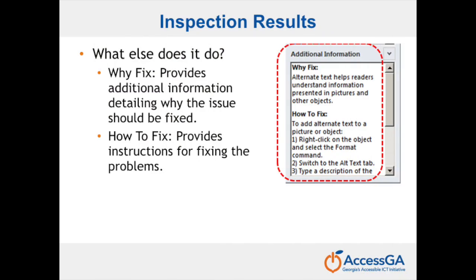But let me show you what it does. It will allow you to click on the error message and go to the problem area. It also tells you why to fix it. It tells you alternate text helps readers understand information presented in pictures and other objects. And then it even tells you how to fix it, which is really good. Select and fix each issue listed above to make this document accessible for people with disabilities. Now, in Word 2010, it does show you exactly right there. It gives you the steps, what you need to do.